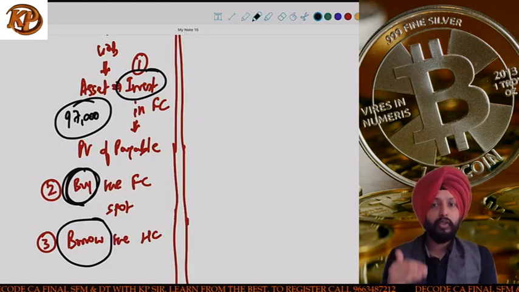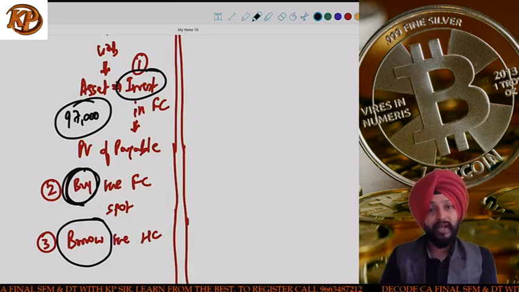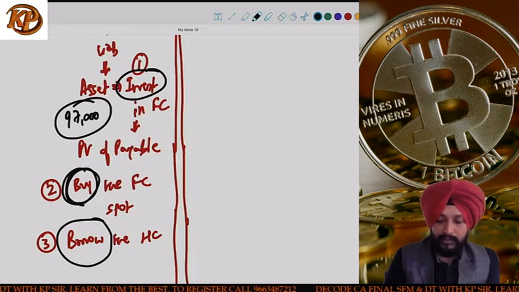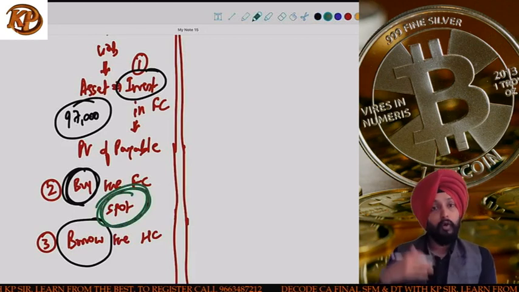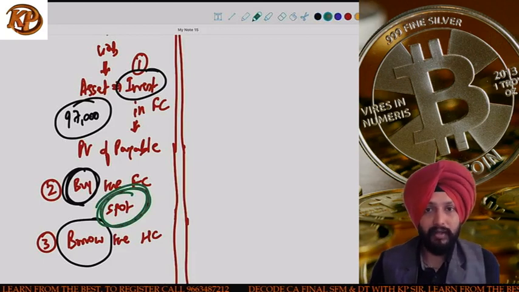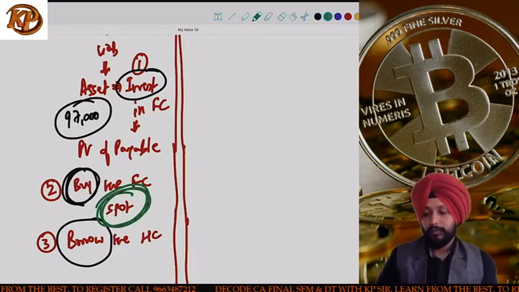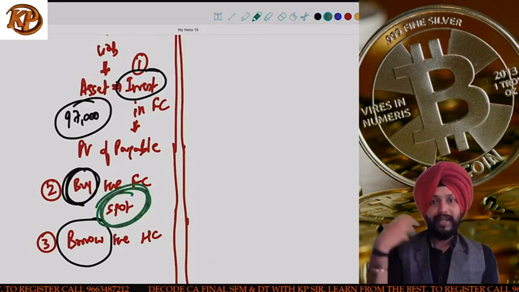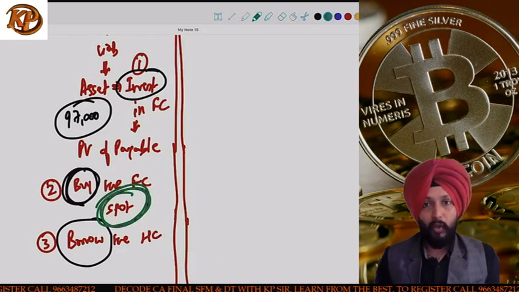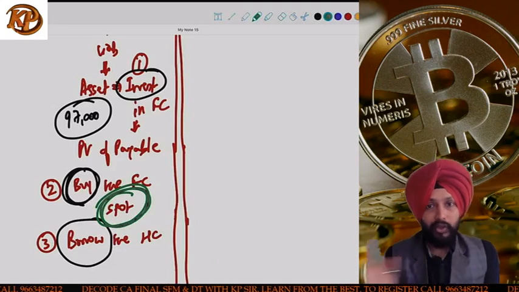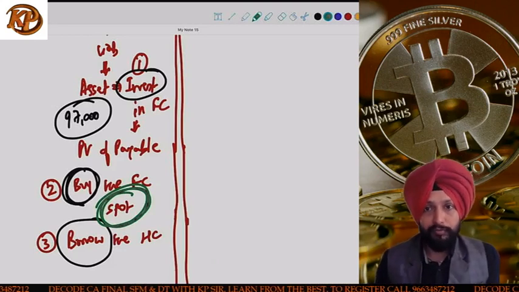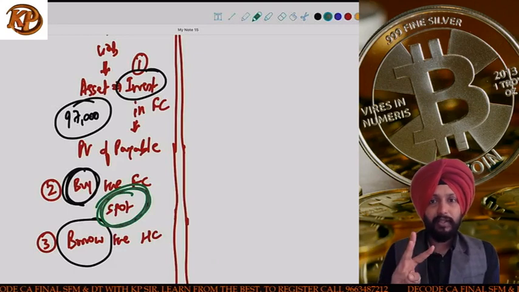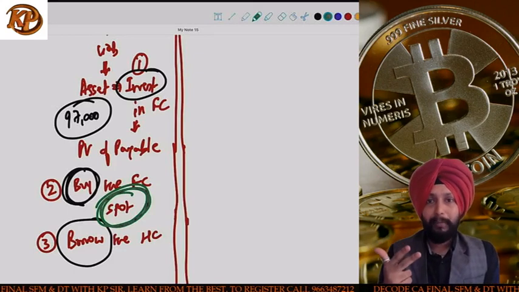So what you need to do is invest today itself, so that whatever transactions are happening are happening in the spot market and not in the forward market. So in the spot market itself, you will buy the foreign currency. By doing this strategy, what you ensure is that on a future date, you will not be required to go to the currency market. So basically 3 steps are there in case of payable: invest, buy, borrow.